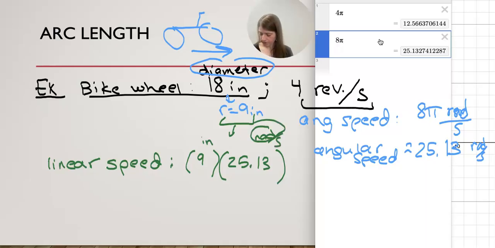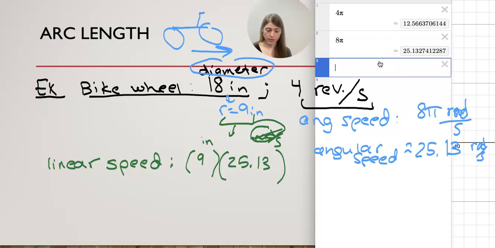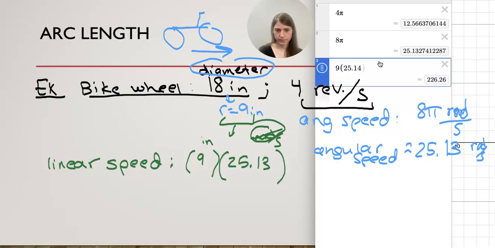We don't actually have to write the radians, so you can think about those dropping out. So this is going to be inches per second. Just to show you some of the things that can go wrong, if I just put 25.13, about 226.26. Oh, sorry, guys, I typed a 4 there. 226.17.